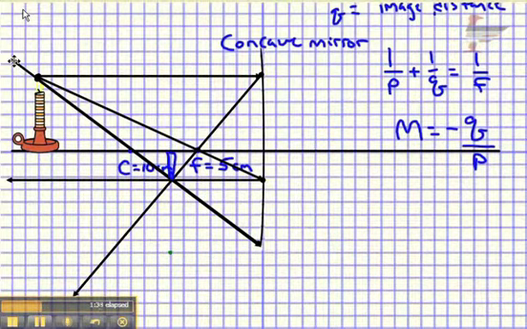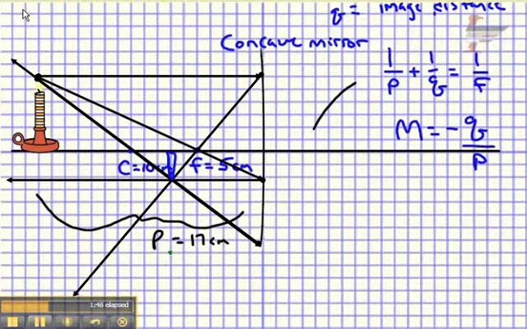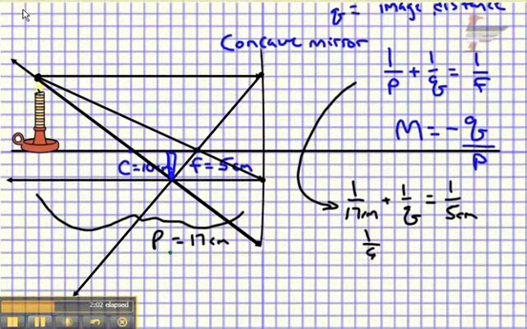If we were going to calculate the exact location, we could use our equations. We can see that our object distance, P, is equal to 17 squares, we'll say 17 centimeters. So using our formula, we would have 1 over 17 centimeters plus 1 over Q. We're looking for the image location, and that is going to equal 1 over the focal length, and the focal length is 5 centimeters for this drawing. Solving for 1 over Q, we would have 1 over 5 minus 1 over 17 centimeters.